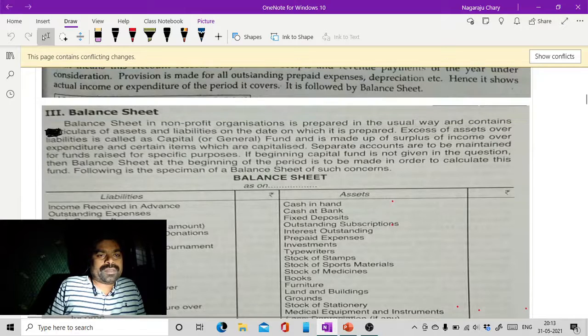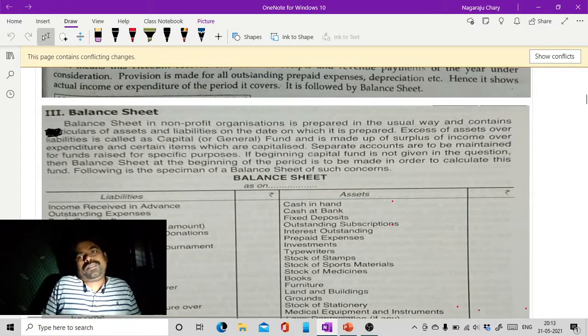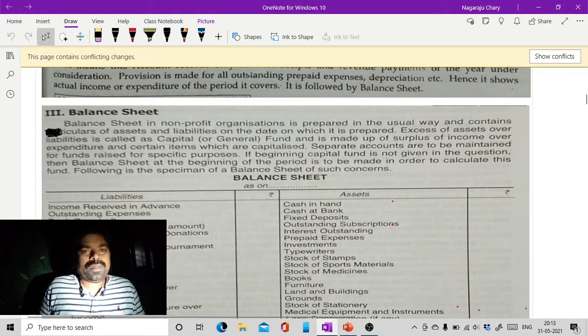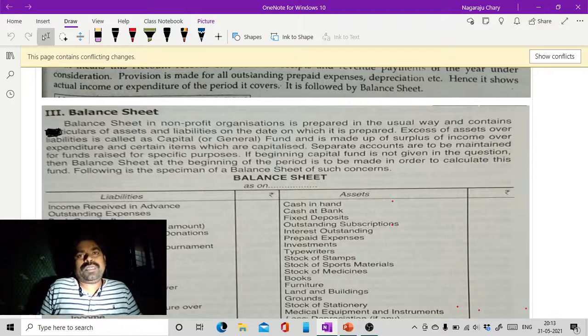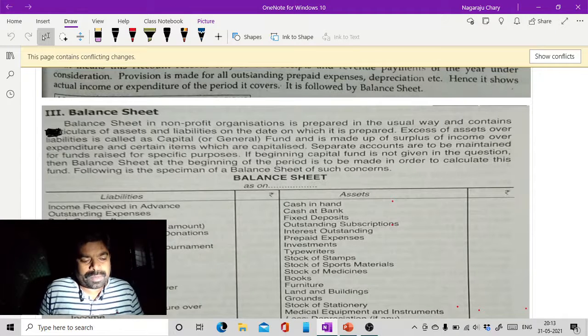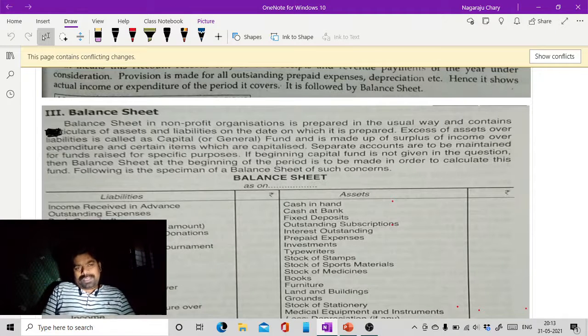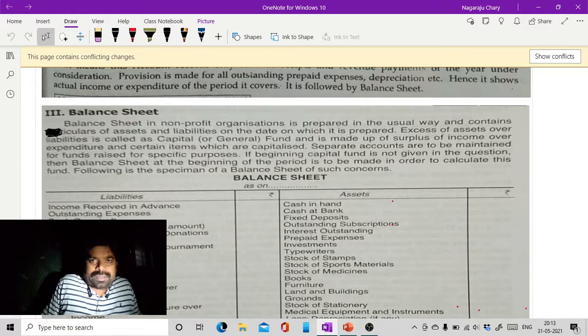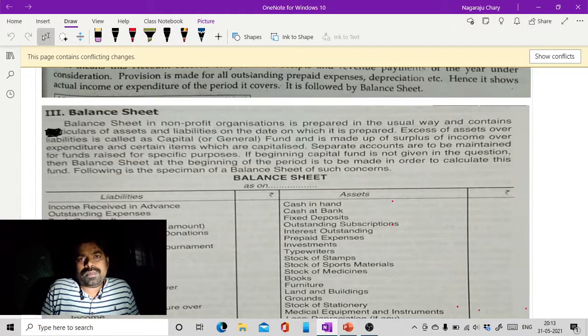Already we know how a balance sheet is prepared, because in the first semester also we prepared it in Financial Accounting 1. Of course, in the first semester we prepared it for profit organizations, that is for only sole trading organizations. In semester 2, we are going to prepare the balance sheet of non-profit organizations.